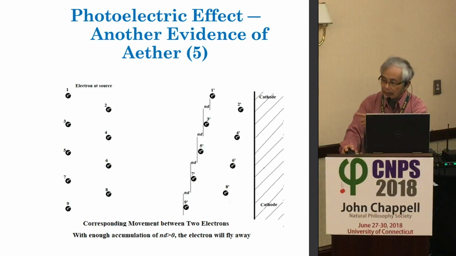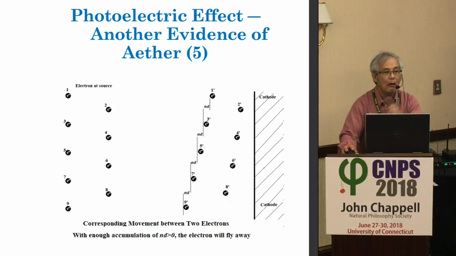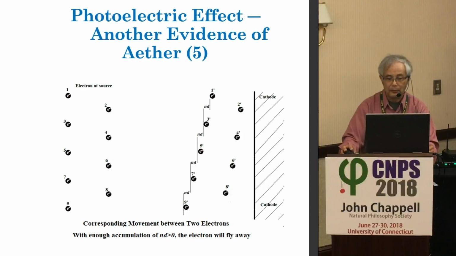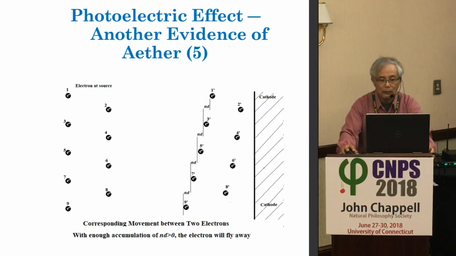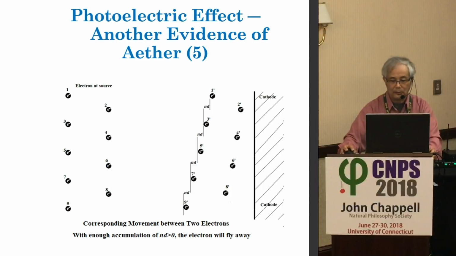Eventually, that electron is able to fly away from the cathode, and the applied voltage will help the electron move away from the cathode even more easily.